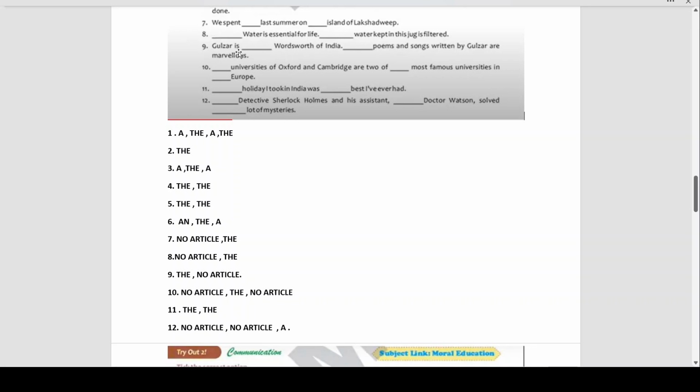Number nine. Gulzar is the Wordsworth of India. Poems and songs written by Gulzar are marvelous. Gulzar is the Wordsworth, because Wordsworth is a proper noun, and the poems and songs written by Gulzar are marvelous.